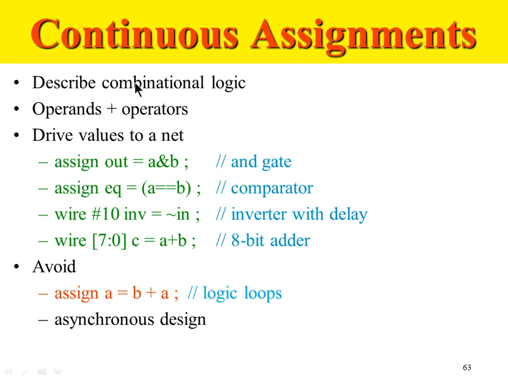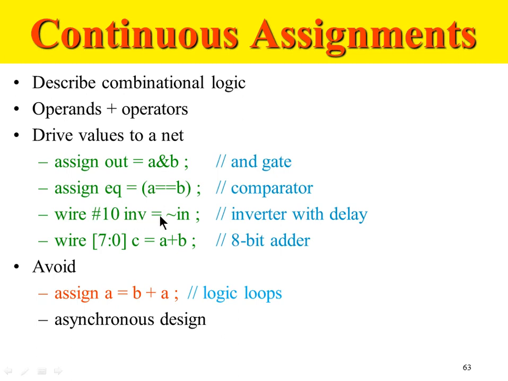It is used to describe combinational logic. It can have operands and operators. If we use assign out is equal to A and B, it will implement the AND gate. Assign EQ is equal to A equal to B. There are two equal to signs, so we are checking if A and B are equal. So it's a comparator. It's a logical operator, so it will result in a boolean result, 1 or 0. If A is equal to B, 1 will be generated. If A is not equal to B, 0 will be generated. And that will get assigned to EQ using this assign statement.